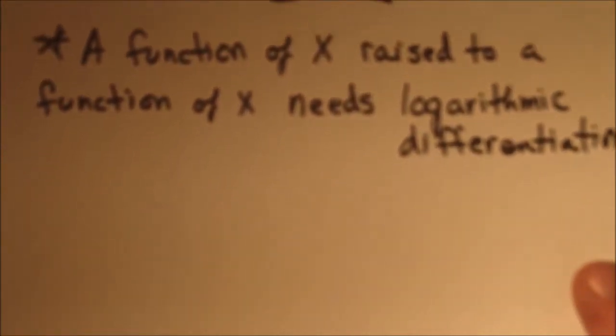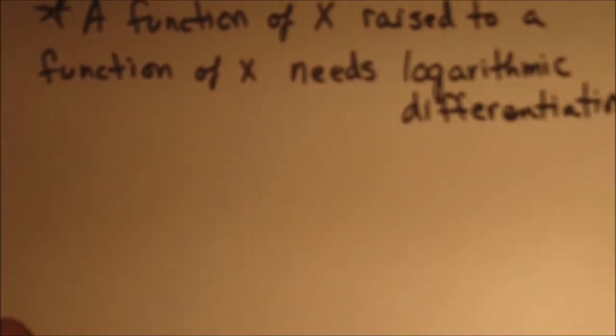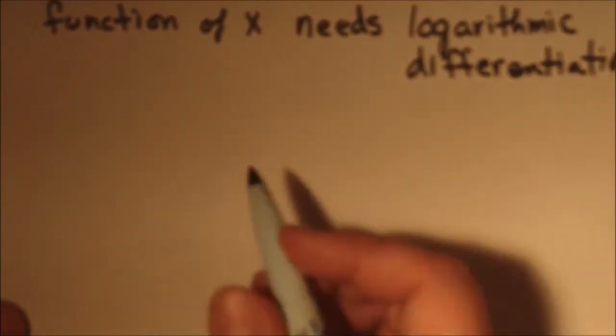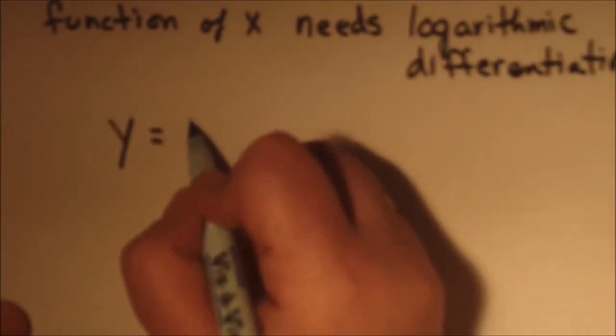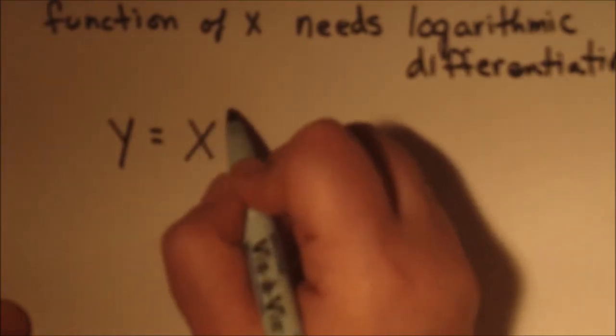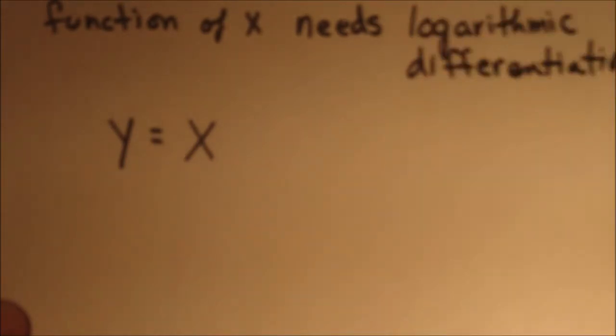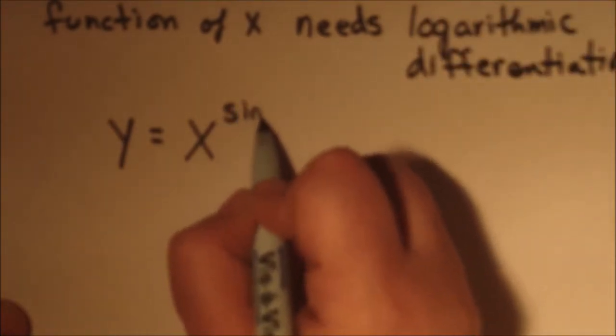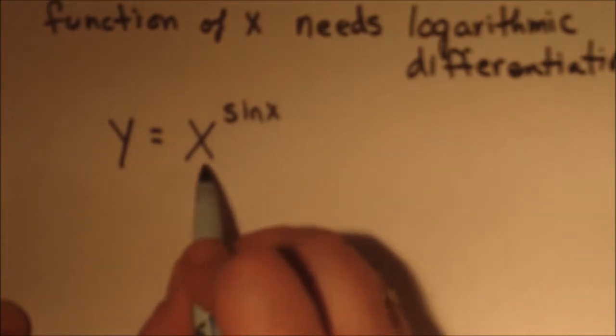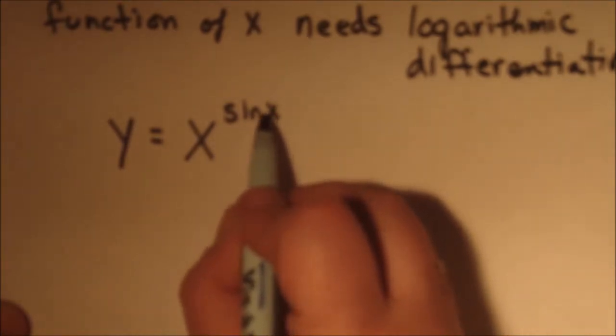So an example of what this would look like is something like this. y equals x, right? So instead of x to a constant like x cubed, which we're used to finding the derivative of, we get something like x to the sine x. All right, a function of x raised to another function of x.